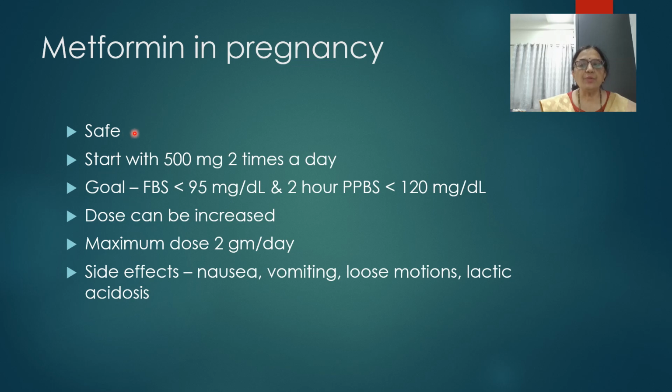Metformin in pregnancy is safe. There are many studies where it has been given to women in the first, second and third trimester, and it is found to be a safe drug. We start with 500 milligram 2 times a day as the starting dose, with the same goal of fasting less than 95 and 2-hour postprandial less than 120 milligram per dl. Dose can be increased if this is not achieved, and the maximum dose is 2 grams per day. Side effects are nausea, vomiting, loose motions, and with a greater dose, lactic acidosis is a serious complication, and rarely the higher dose can lead to hypoglycemia also.